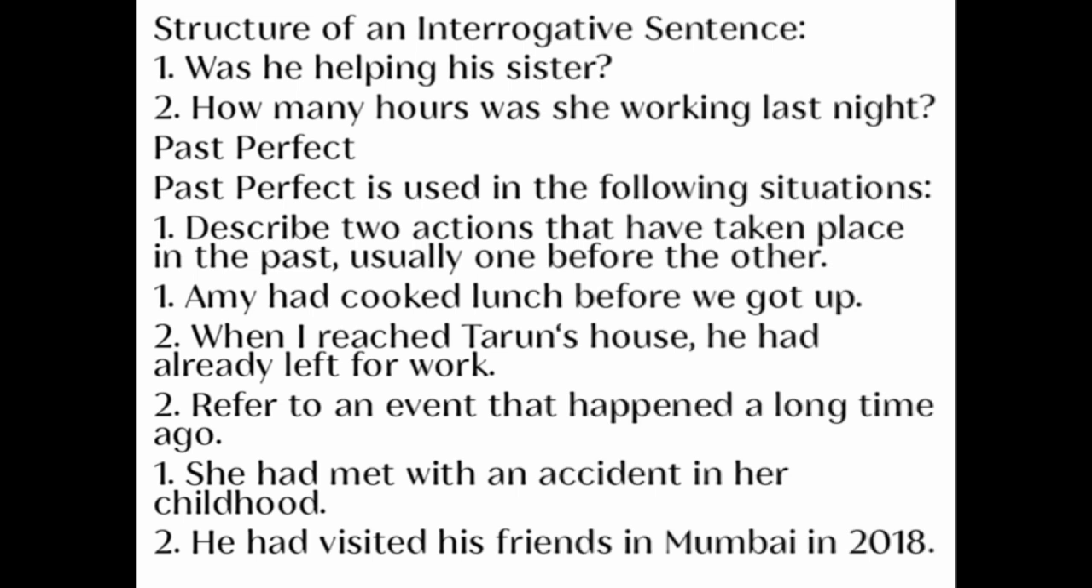When I reached Tarun's house, he had already left for work. So when he reached Tarun's house, by then Tarun had already left for work. It is describing two actions which have taken place one before the other.